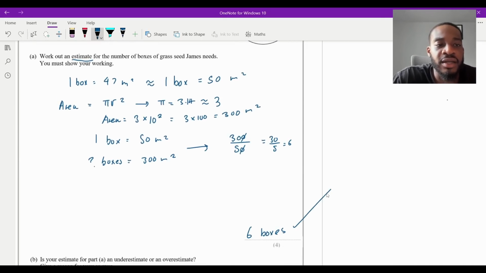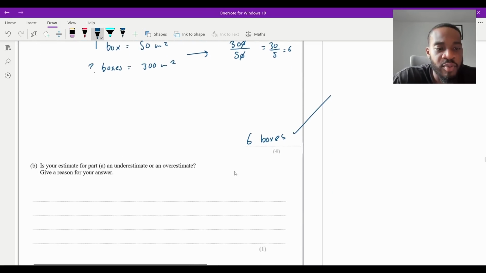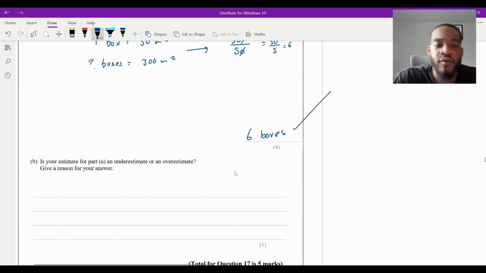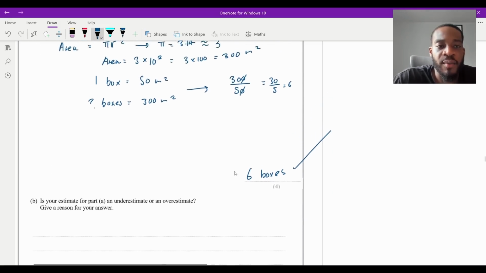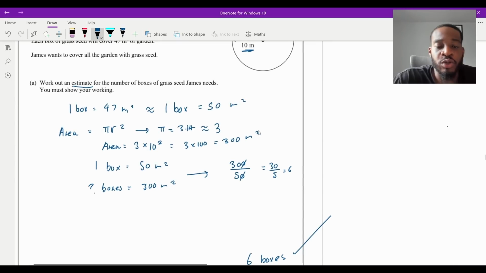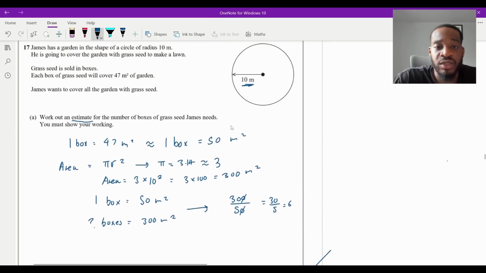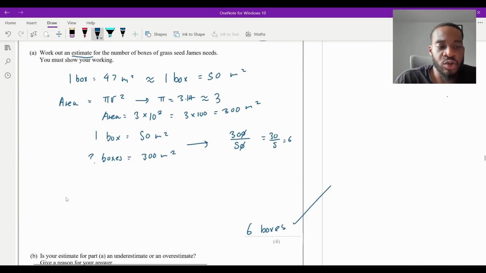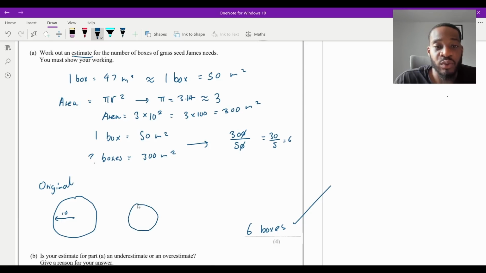And that's it. Part B says, is your estimate for part A an underestimate or an overestimate? Give a reason for your answer. Well, think about it. We have a garden. The area, what did we do to the area? We rounded down, didn't we? So if you imagine it like this, you have an area, I'm going to write original. Original has an area like this. The radius was 10. So let me write that again. And then the estimate, we actually made it a bit smaller, didn't we? Because we rounded down.